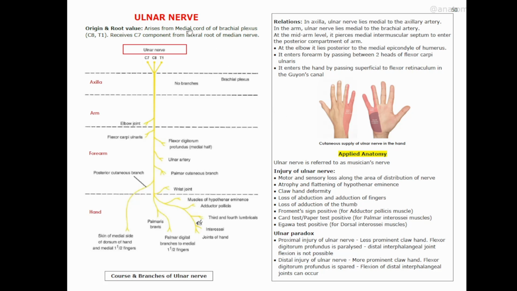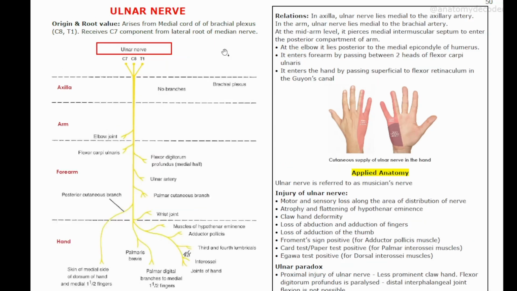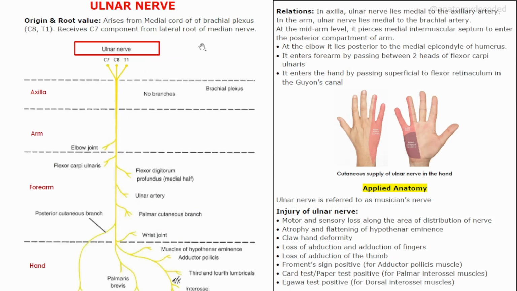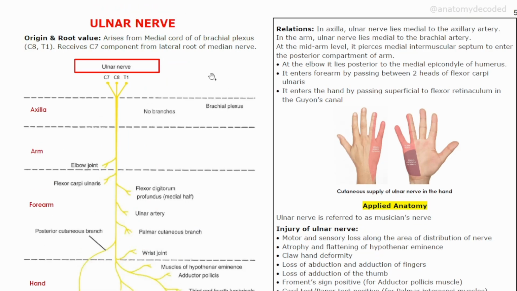So let's begin with the ulnar nerve now. What is the origin of the ulnar nerve? From where does it arise? The ulnar nerve arises from the brachial plexus. Which part of the brachial plexus? It is the medial cord of the brachial plexus. The ulnar nerve arises from the medial cord.